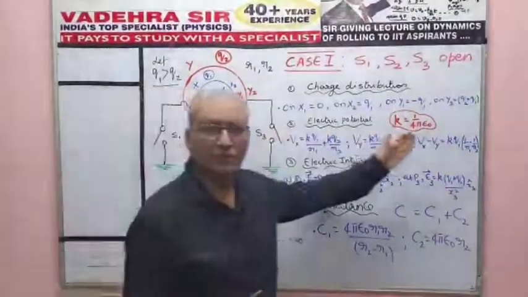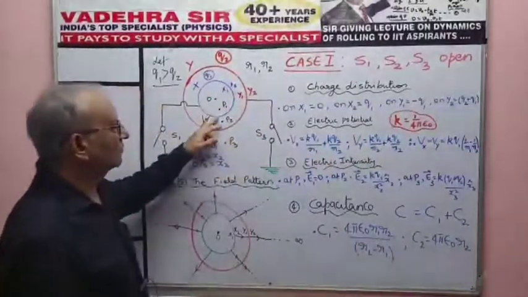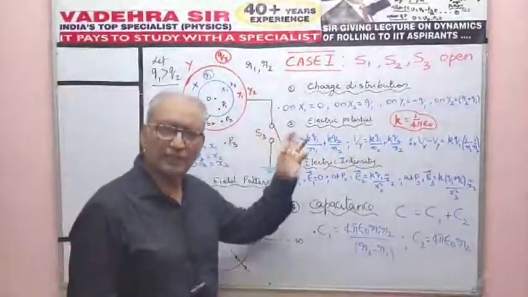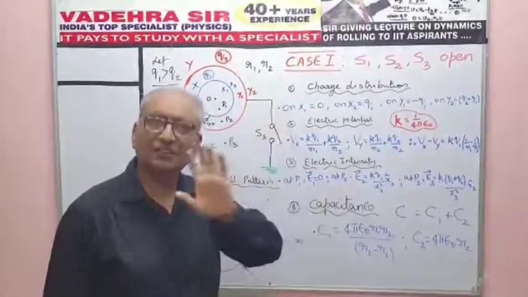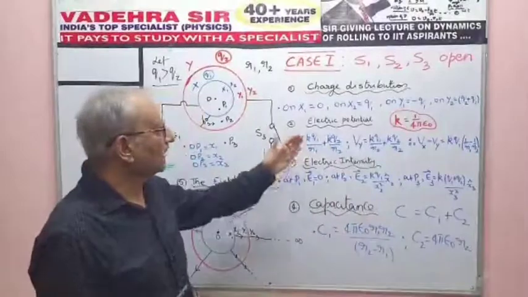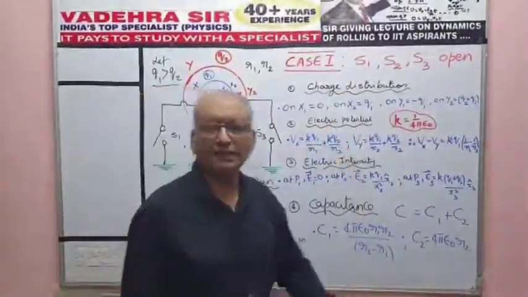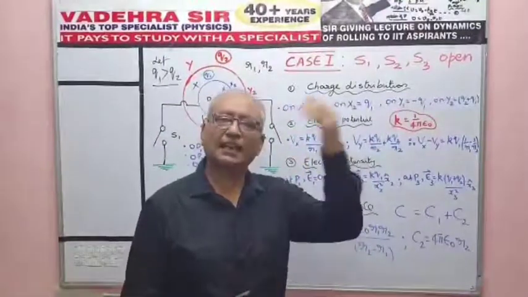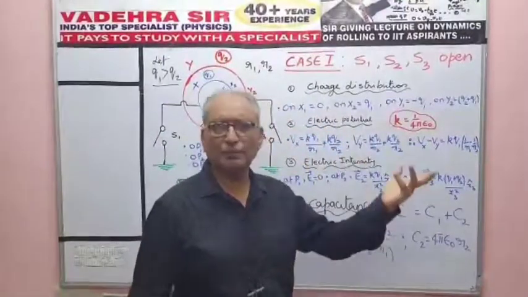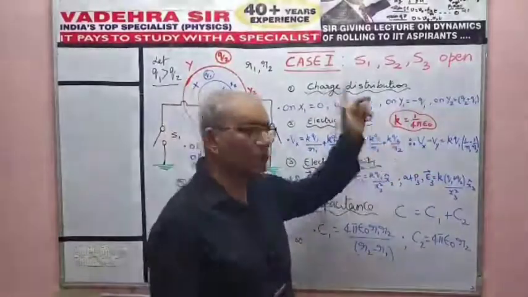Number 2, let's talk about the potential. Potential, first of all, for X. So Vx will be the potential due to X and the potential at X due to Y. Superposition principle. So KQ1 by R1 plus KQ2 by R2. Potential of Y. Potential at Y due to the sphere X and then due to Y itself. Superposition principle again. Vy is KQ1 by R2 plus KQ2 by R2.